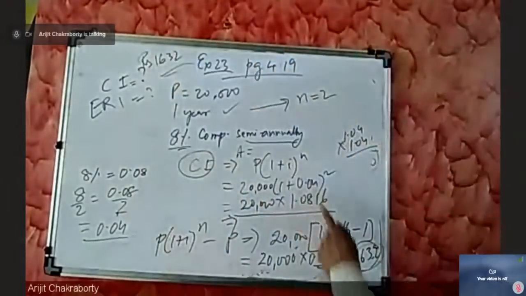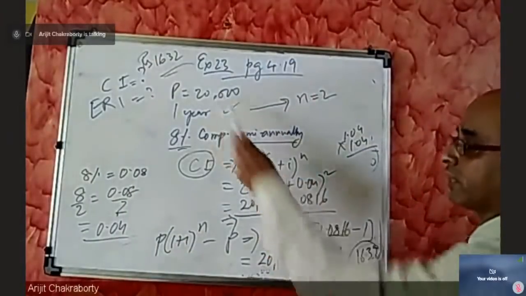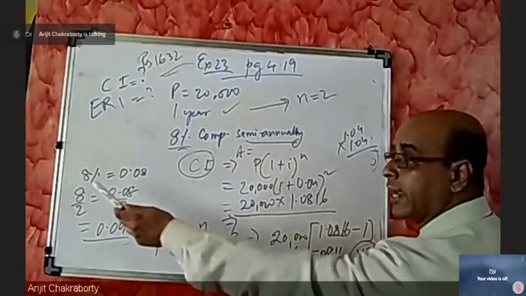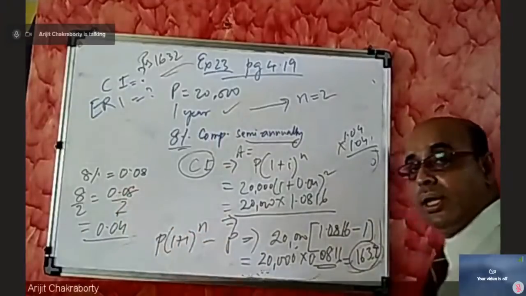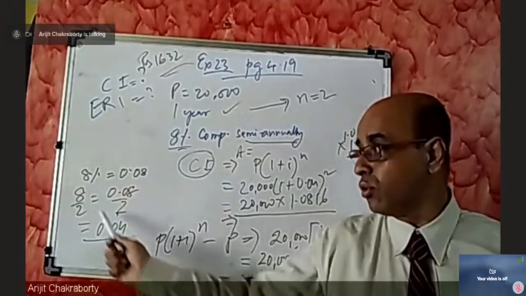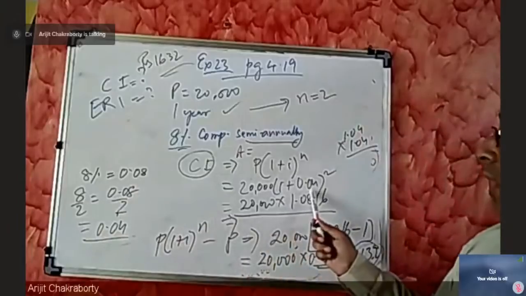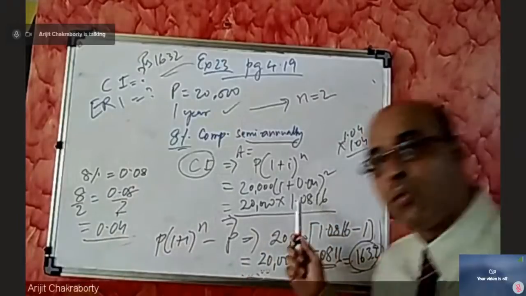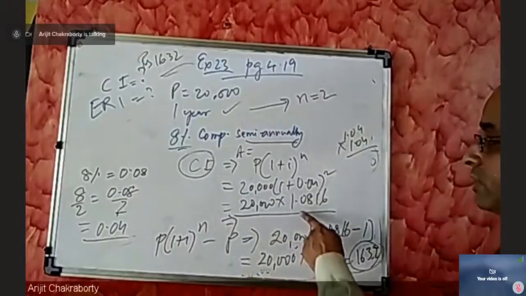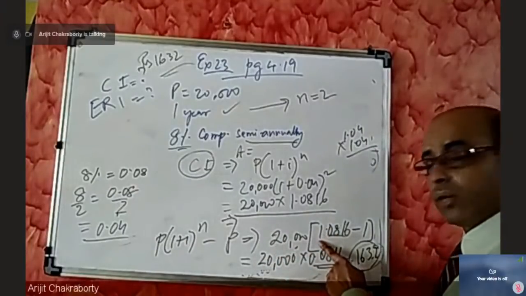The formula is clear: P into 1 plus I to the power n. We have got P is 20,000. I is 8%, but it's for the full year. We need to find out the semi-annual interest. So it is 0.04, because 0.08 by 2. So 1 plus 0.04 square. So this gives us the amount 20,000 into 1.0816.